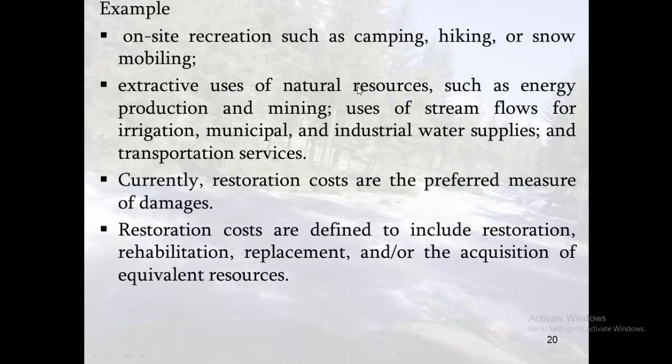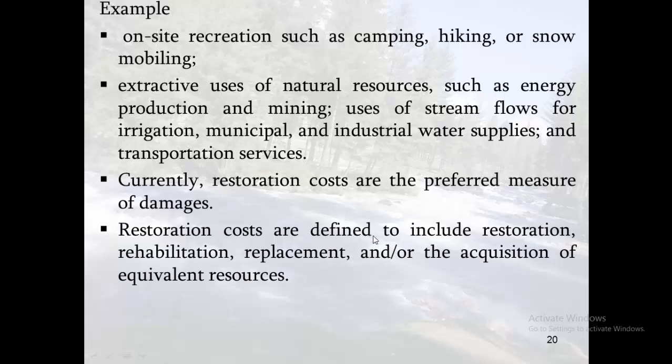Similarly, the extractive use of natural resources such as energy production and mining, use of stream flows for irrigation, municipal and industrial water supplies, and transportation services also have impacts and also damage the environment. So this also should be assessed. Currently, restoration costs are the preferred measure for damages. It is difficult to estimate the damage to the resource, but the restoration cost is easy to calculate.